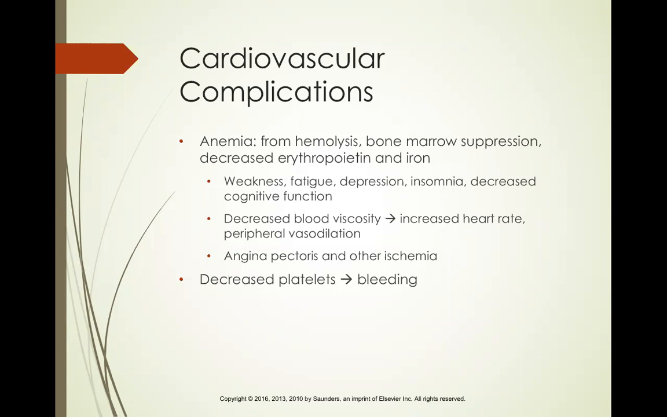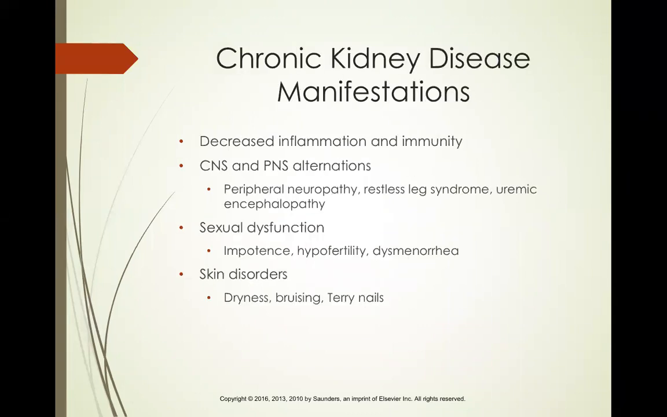There's a decrease in the formation of platelets, coupled with the fact that they typically need some type of anticoagulation for their port, which would increase the potential for bleeding. Chronic kidney disease manifestation is a decreased inflammation and immunity, which makes them susceptible to infection.